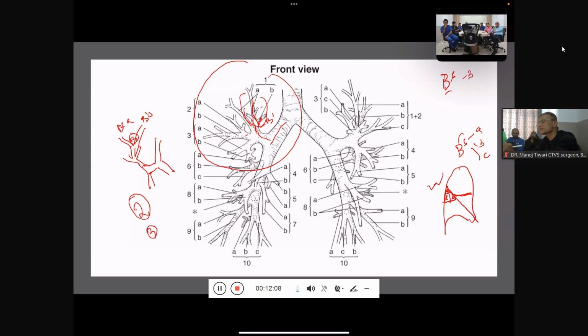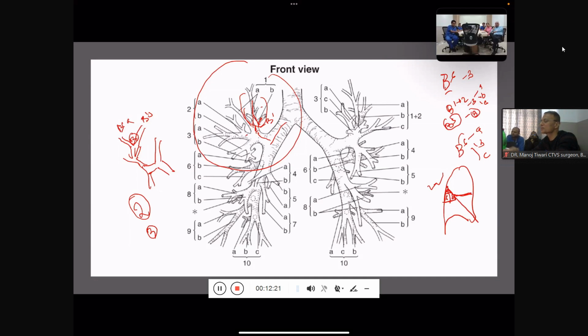On the left side, B1 plus 2 has also got the 3 subsegments, that is B1 plus 2A, B1 plus 2B, B1 plus 2C. The B3 segment on the left side also has 3 subsegments, and B6. The rest of the segments have got only lateral and medial, anterior and posterior, etc. So this is how we define.